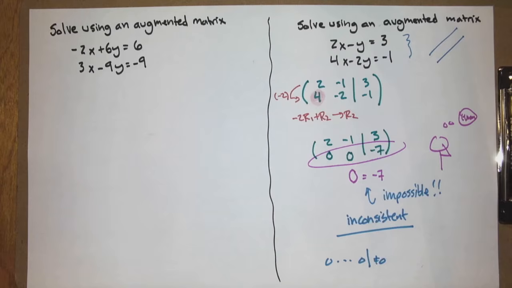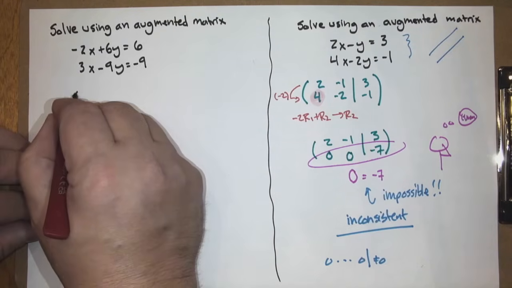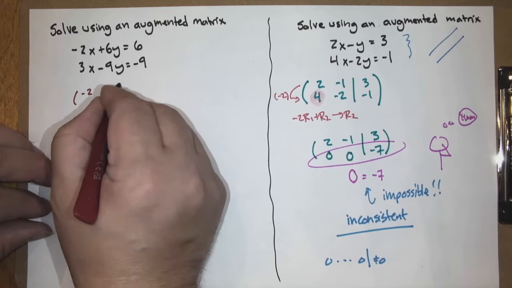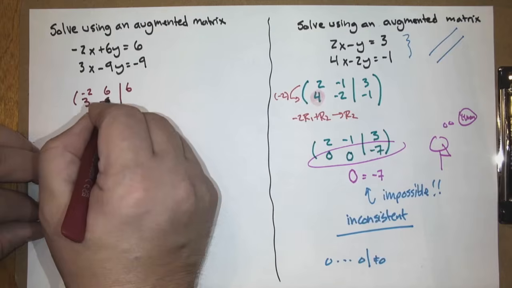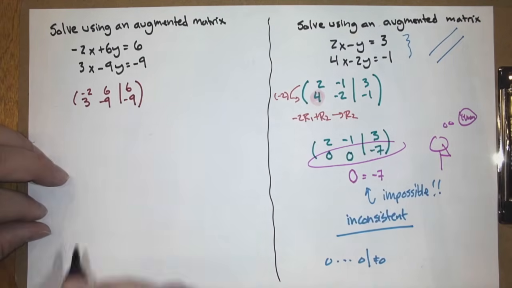All right. So that was the left. Once you get down to a point where it's like, oh, I have zeros on the left equals a non-zero on the right, inconsistent, job done. Well, that means we have to do the other one now. Okay, so we have minus 2, 6, 6. I'll read off the coefficients. 3, minus 9, minus 9.